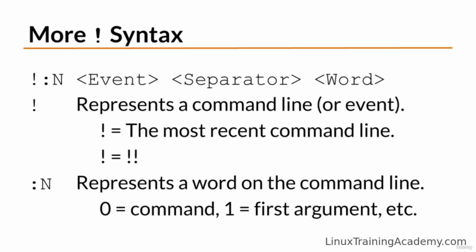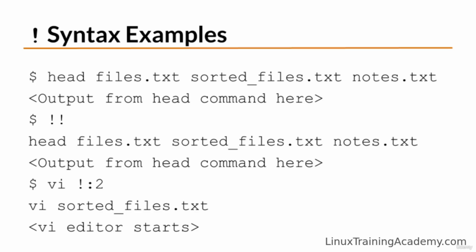0 represents the first word on the command line, which is always going to be a command. 1 represents the second word on the command line. An easy way to think about this is that it represents the first argument to the command. Let's say you execute this command: head files.txt sorted_files.txt notes.txt. To repeat that entire command, type bang bang enter. If you want to pull out the second argument to the previous command, use bang colon 2. vi bang colon 2 is equivalent to vi sorted_files.txt.